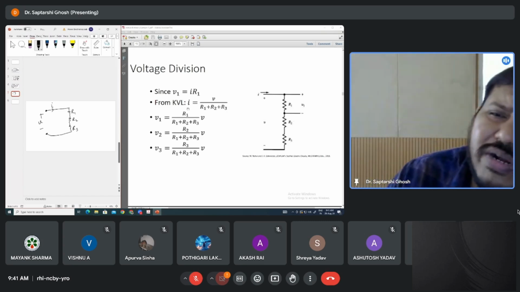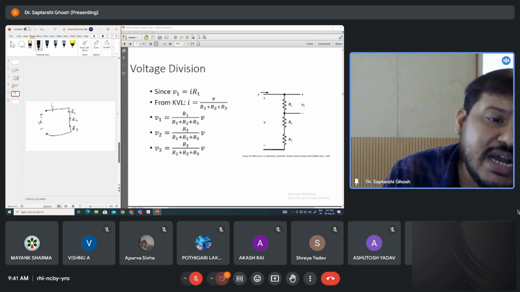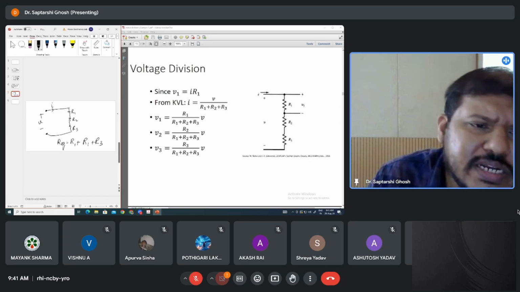So what is the voltage across a particular resistance R1? First you have to find out current I. You are applying some voltage across these three resistances. These three resistances are in series. So series resistances are added. So the equivalent Req will be R1 plus R2 plus R3. So what is the current flowing? Current will be equal to the voltage divided by Req.